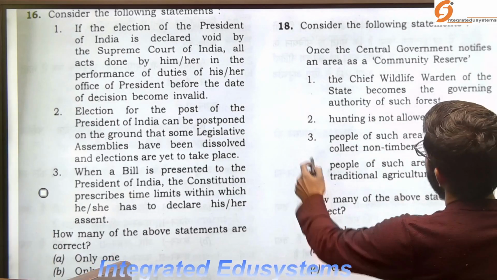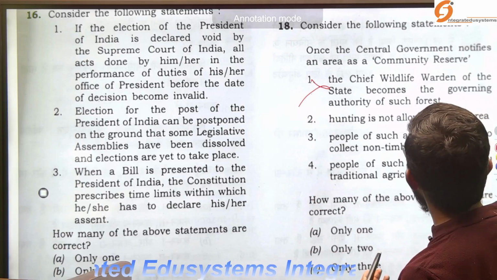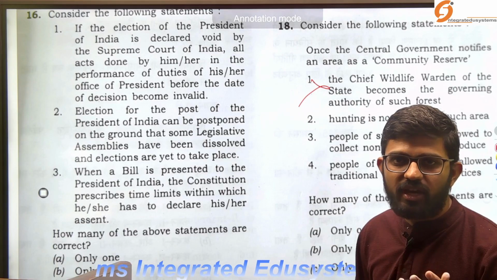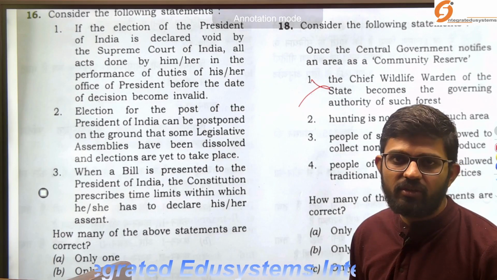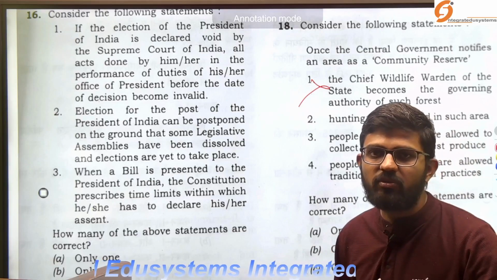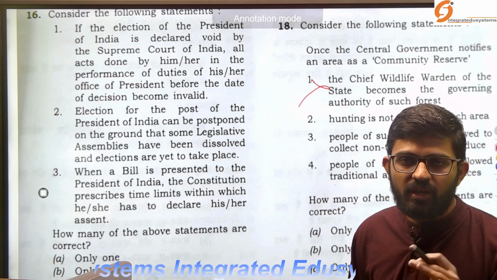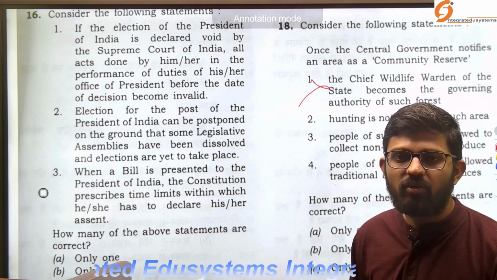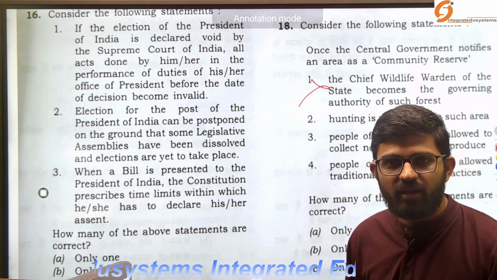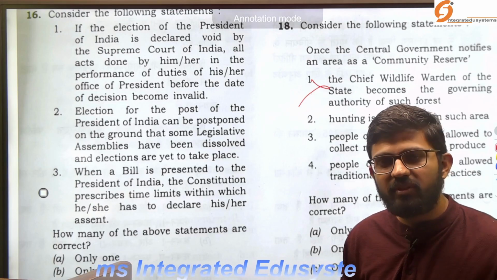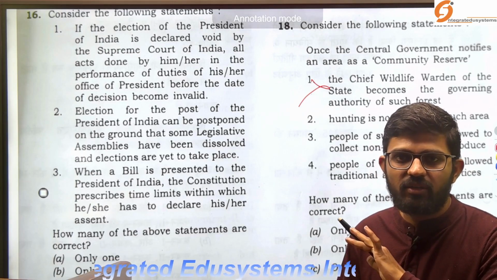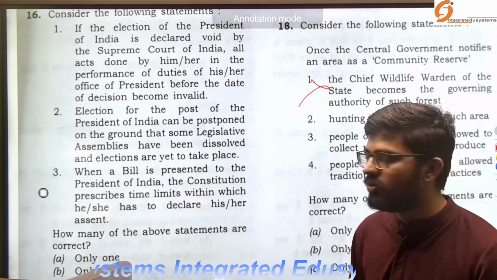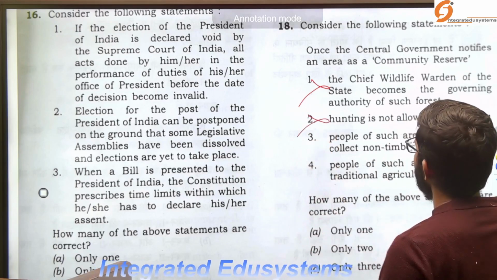So this cannot be the answer. Hunting is not allowed in such area. See, hunting is dealt with by the Wildlife Protection Act. So it has nothing to do with declaring a community forest. If hunting is prohibited under any schedule of the Wildlife Protection Act, wherever it goes, hunting is automatically not allowed. That is dealt with by the Wildlife Protection Act. So it has no relation with respect to this. Declaring leads to such conclusion? No, we cannot say that. So 2 cannot be the answer.